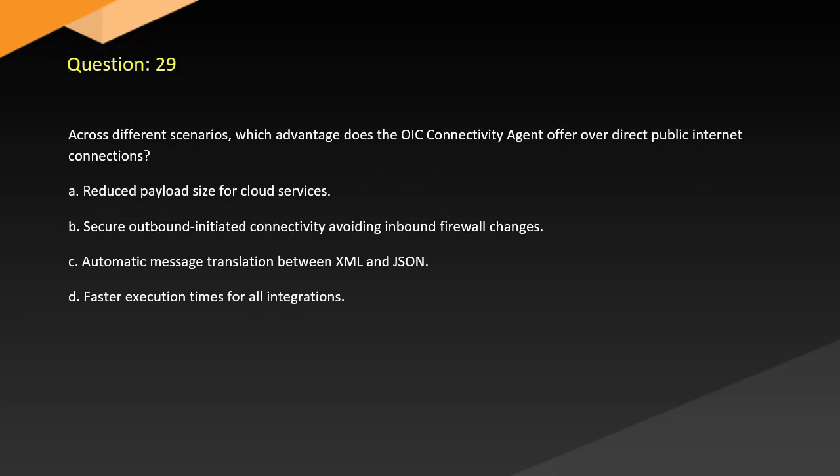Question 29. Across different scenarios, which advantage does the OAK connectivity agent offer over direct public internet connections? A. Reduced payload size for cloud services. B. Secure outbound initiated connectivity avoiding inbound firewall changes. C. Automatic message translation between XML and JSON. D. Faster execution times for all integrations.